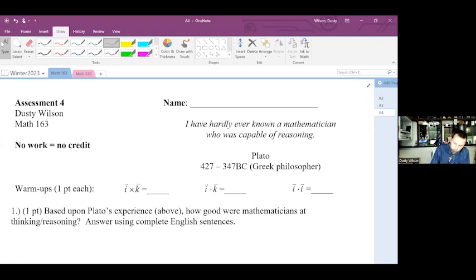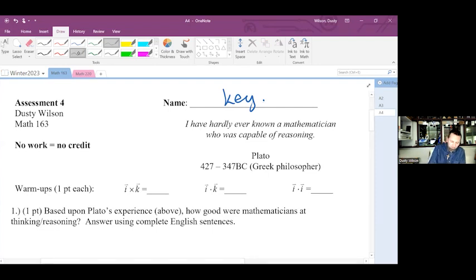Assessment 4. This is the key. The quote is by Plato, who said, "I've hardly ever known a mathematician who was capable of reasoning." This is pretty funny to us, but maybe it's worth knowing that at that time, a mathematician was different than a mathematician today. I think mathematicians were more like astrologers at that time. There's a similar kind of funny quote by St. Augustine about mathematicians.